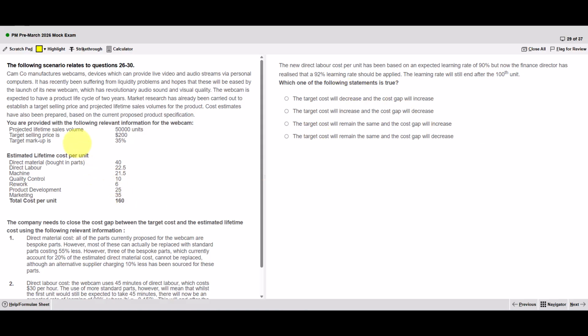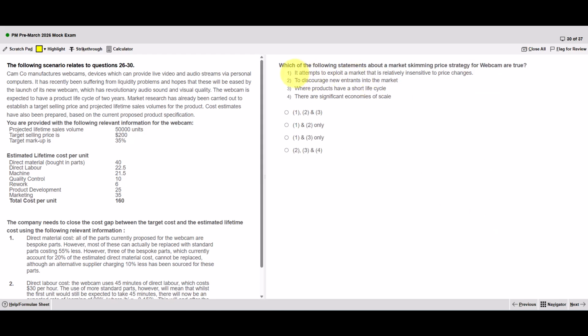The target cost is based on the market price and our markup. So the target cost will stay the same. So it's going to be one of the bottom two. So what will happen to the cost gap if it's now 92%? Well, if we've got a slower learning rate, that is the time per unit is coming down less rapidly, that means the cost will be higher. So that's going to increase our cost gap compared to a 90% learning rate.